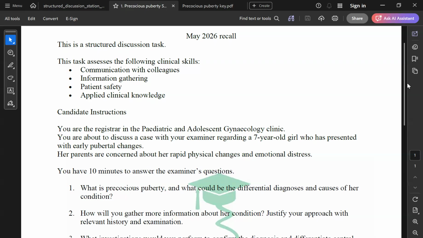I would like to examine her. In the general examination, I'll be looking at her height. Then I would like to do an abdominal examination, checking for any palpable masses. Then I will do a vaginal examination in the presence of a chaperone. I will create a good rapport with the patient and make the patient feel comfortable about the examination. I will not want to do a digital examination for her so as not to rupture the hymen.